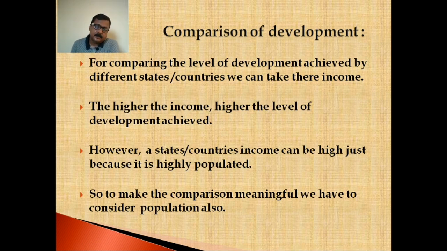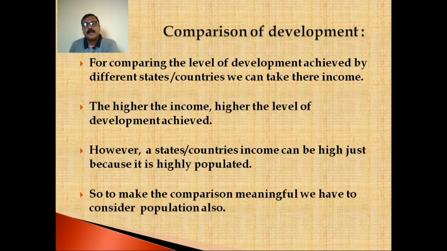Now let us start. For comparing the level of development achieved by different states and countries, we can take their income for the sake of comparison. So if it is a state, we can make interstate comparison with their income, or we can take the income of countries and then we can make a comparison. So common sense says higher the income, higher will be the level of development achieved.